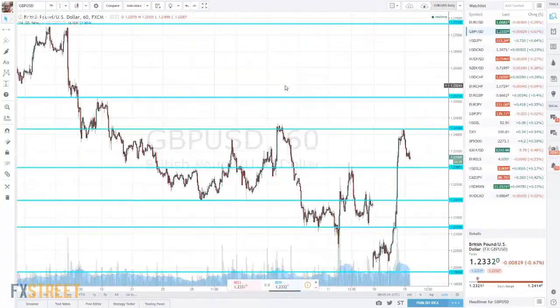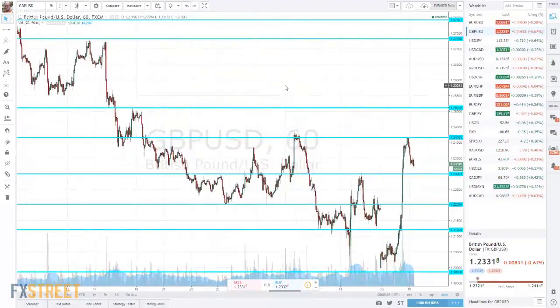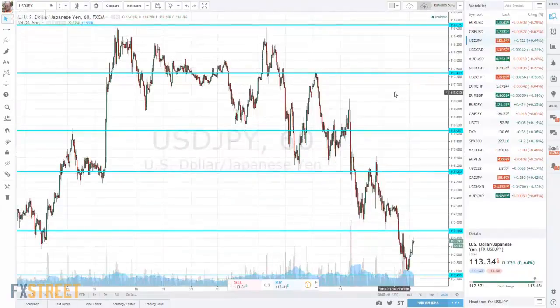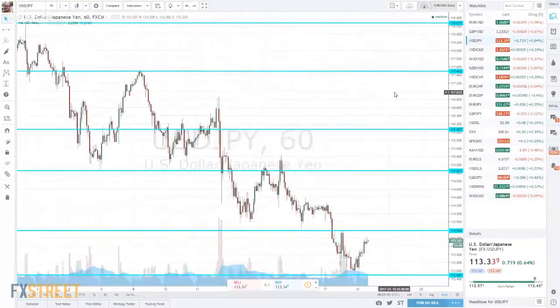Above that, if we expect more high volatility in pound dollar, then we have 125.10 to the top side, and then 127.30. Okay, let's move to dollar yen. The weakness of the US dollar is well reflected in this currency pair. So here we are, currently 113.33, support here at 112.50, the level that we've seen the pair bounce at.